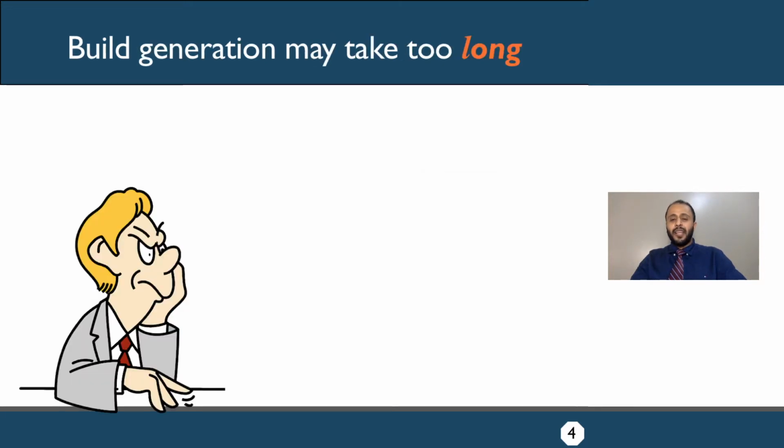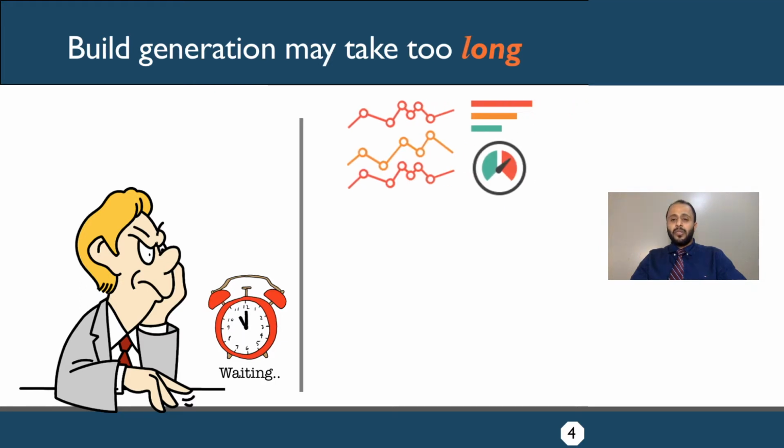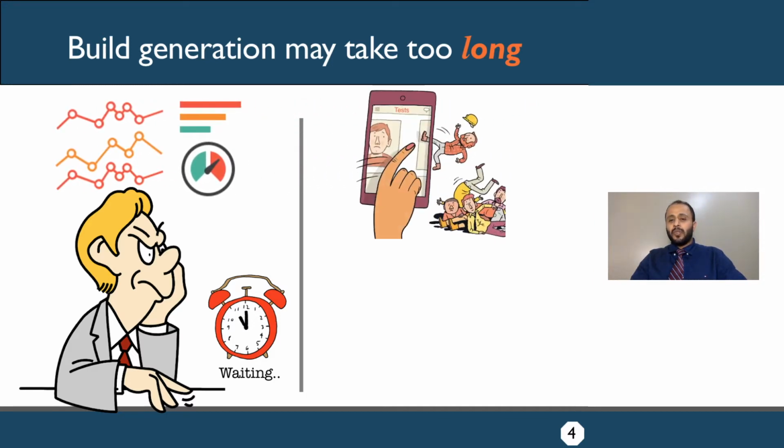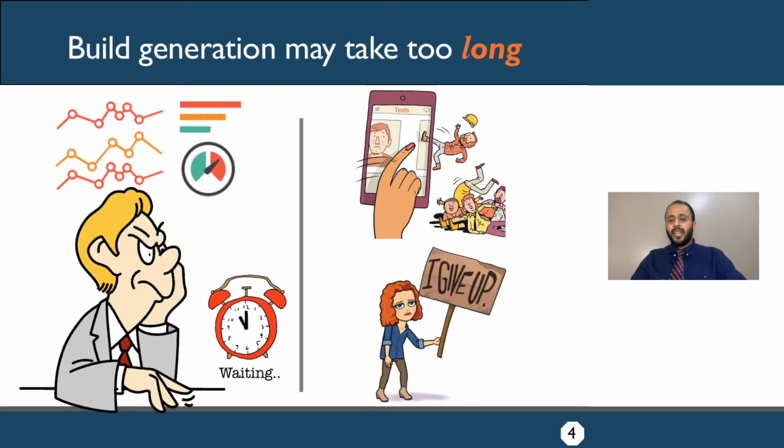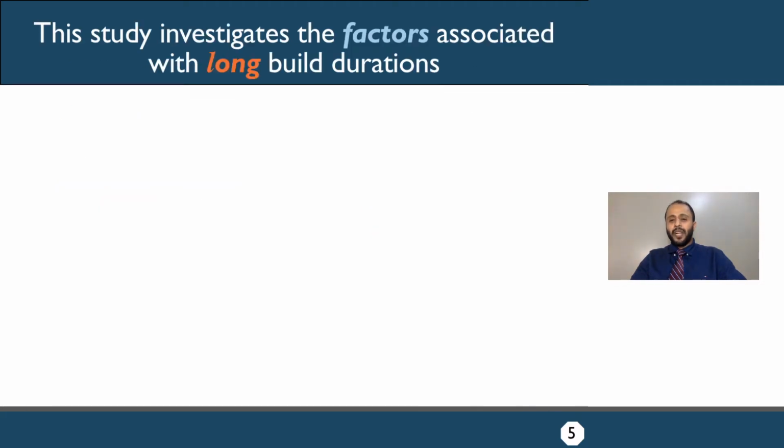However, CI builds can take too long to generate, which may impede developers from engaging in other development activities, and can also consume lots of resources and energy. As a result, developers may decide to remove or skip tests to speed up builds, and sometimes they might stop using CI altogether. Therefore, in our study, we investigate why builds take too long to generate.